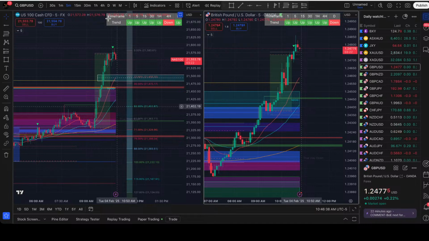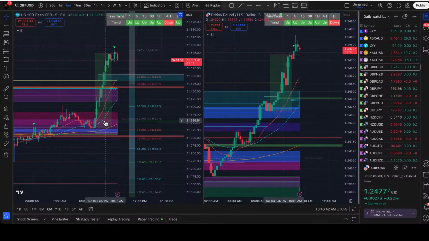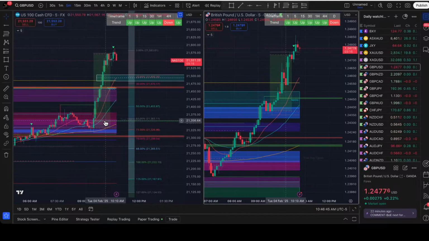Anytime we get that big of a bull run with all these breakaway gaps, I like to see a deeper retracement, especially since this was the manipulation move to the upside.